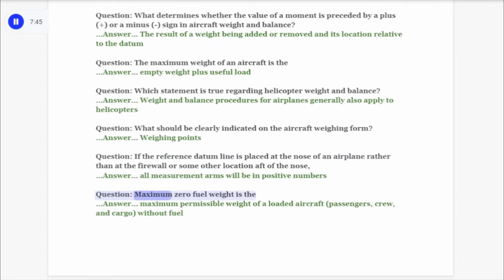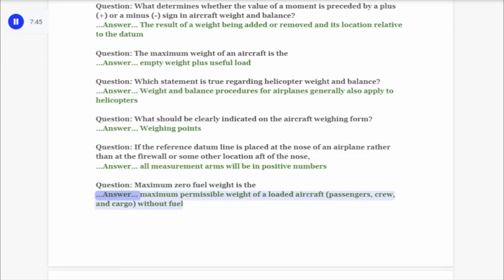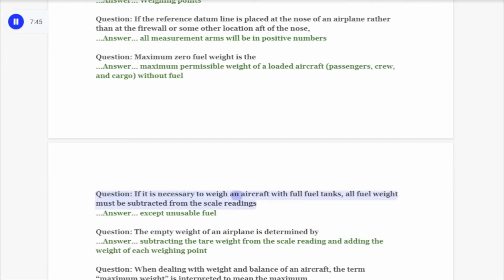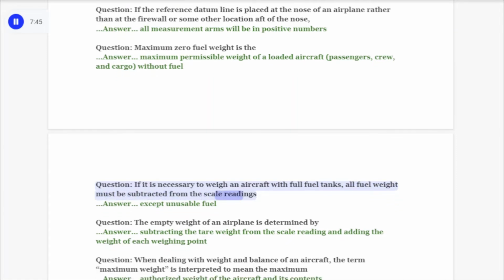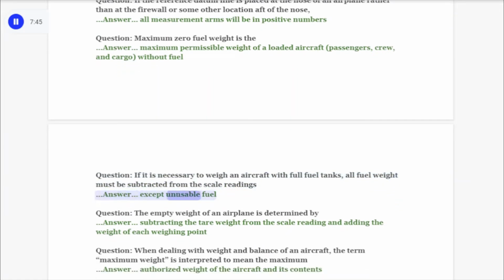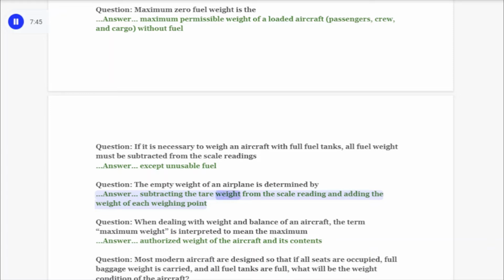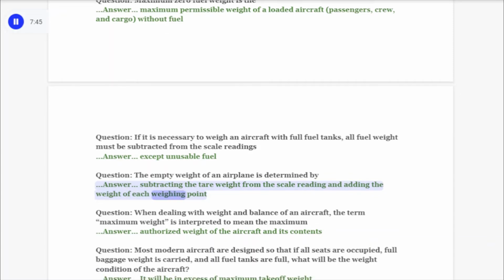Question. Maximum zero fuel weight is the. Answer. Maximum permissible weight of a loaded aircraft, passengers, crew, and cargo, without fuel. Question. If it is necessary to weigh an aircraft with full fuel tanks, all fuel weight must be subtracted from the scale readings. Answer. Except unusable fuel. Question. The empty weight of an airplane is determined by. Answer. Subtracting the tare weight from the scale reading and adding the weight of each weighing point.